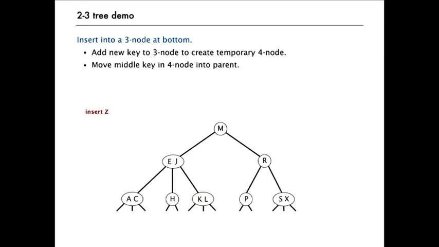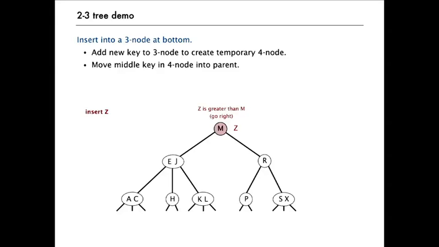Now if we're inserting into a 3 node at the bottom, we have to do more work. And specifically, the work we do is we add the key to a 3 node to create a temporary 4 node and then split up that 4 node and move its middle key into the parent. So let's see an example.